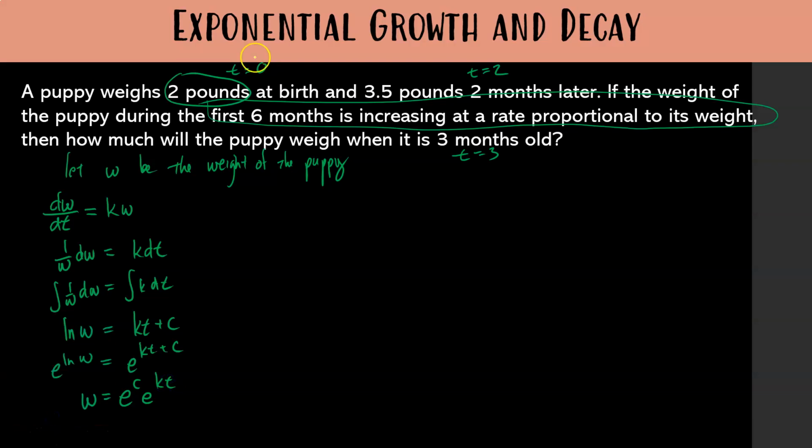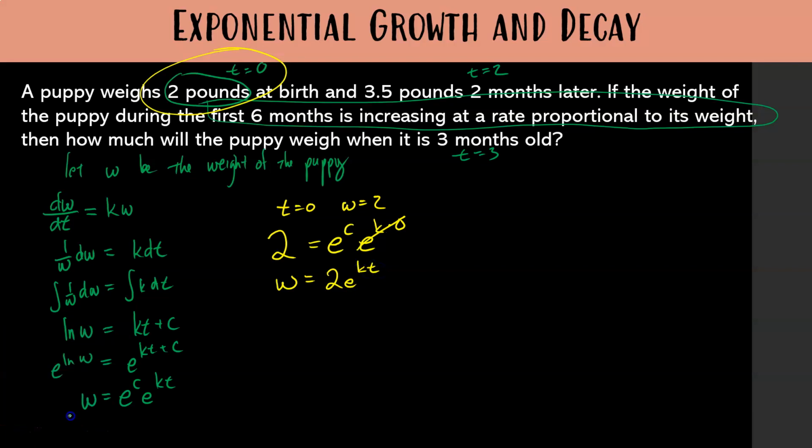Let's use that initial condition. Time is 0, and the puppy starts off weighing 2 pounds. So let's see. Time equals 0, weight equals 2, means 2 is w, e to the c for now, but we know what e to the c is going to be, and e to the k times 0 is just 1. So that means we can write 2 e to the kt.